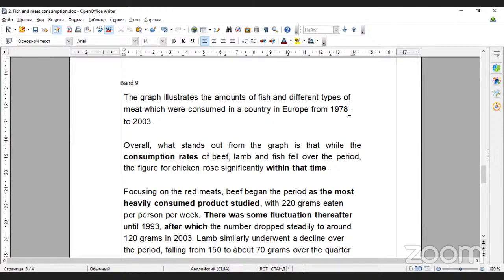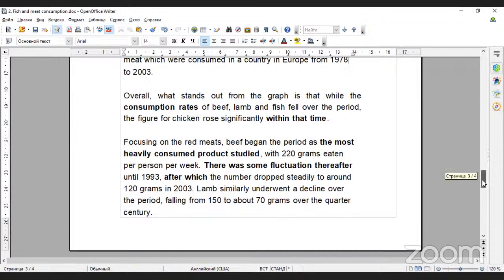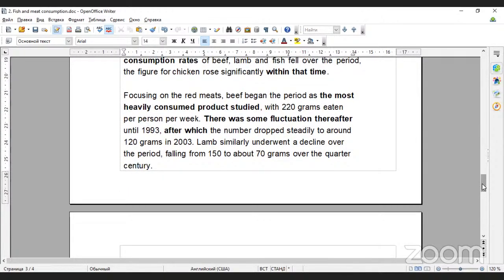Overall, cleft sentence, what stands out from the graph is that while the consumption rates of beef, lamb, and fish fell over the period, the figure for chicken rose significantly within that time. Focusing on the red meats, beef began the period as the most heavily consumed product studied, with 200 grams eaten per person per week. There was some fluctuation thereafter until 1993, after which the number dropped steadily to around 120 grams in 2003. Lambs similarly underwent a decline over the period.